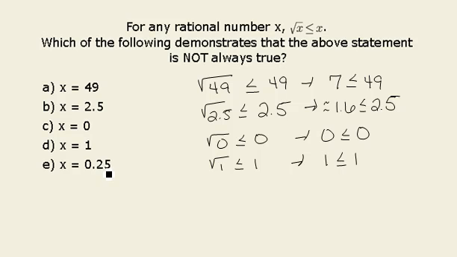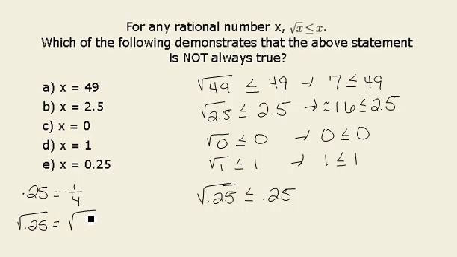This leaves our last example, the square root of 25 hundredths, and we want to know if it's less than or equal to 25 hundredths. We can see that 25 hundredths is equivalent to the fraction 1/4, and the square root of 25 hundredths is equivalent to the square root of 1/4. Therefore, we're looking for two numbers that, when multiplied together, give us 1/4. We will see that that has to be 1/2 times 1/2. Therefore, the square root of 1/4 is equal to 1/2.